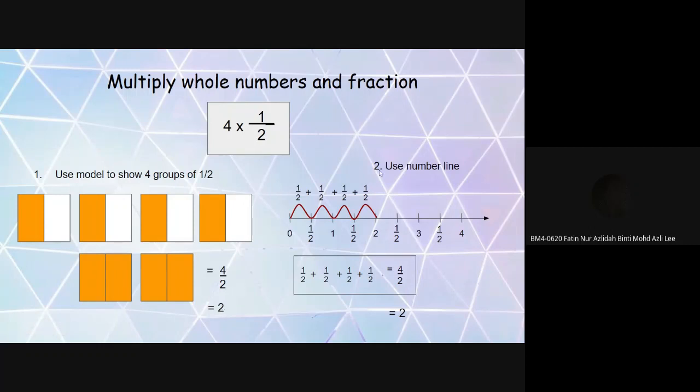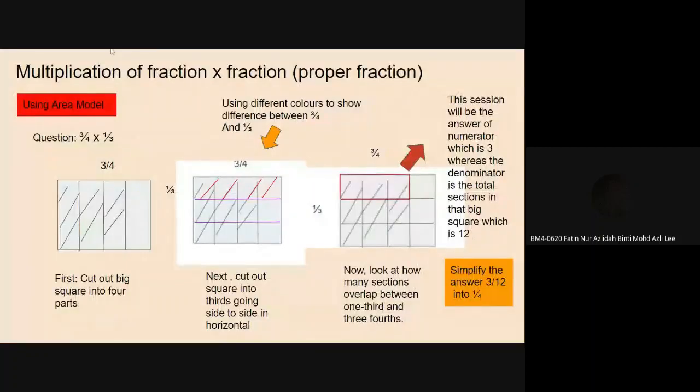Okay, next we also can use a number line. First we draw a number line like this, and each part represents half. The question is 4 times half, so we need to multiply half 4 times. What we do is like this: 1, 2, 3, 4. So one part represents half, and half plus half plus half plus half equals 4 halves, equivalent to 2. Okay, next.